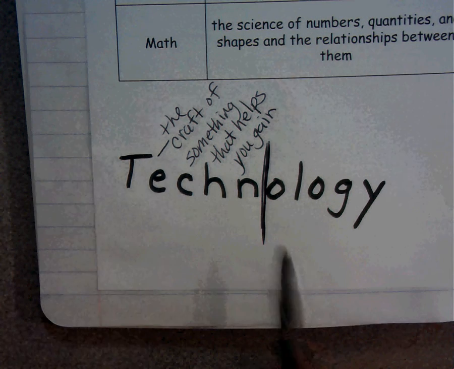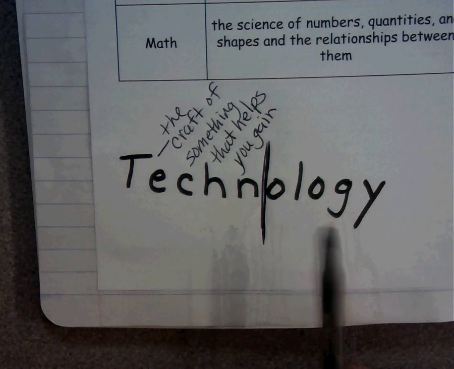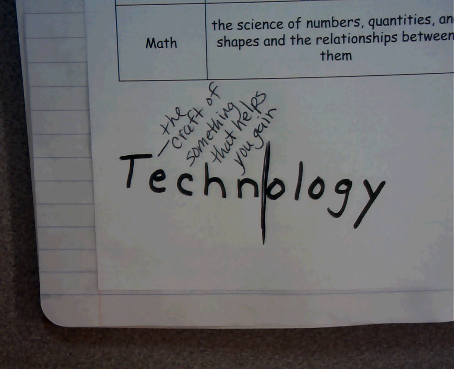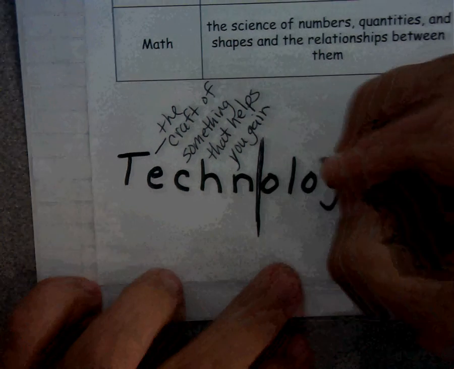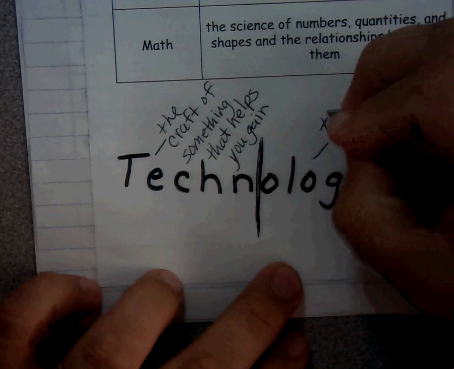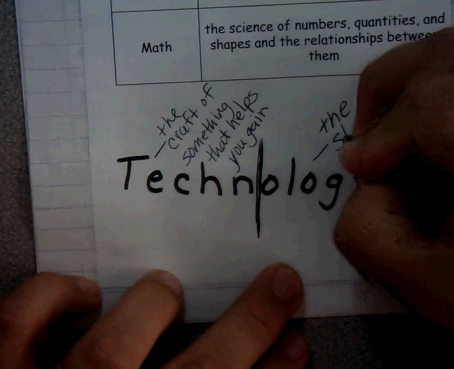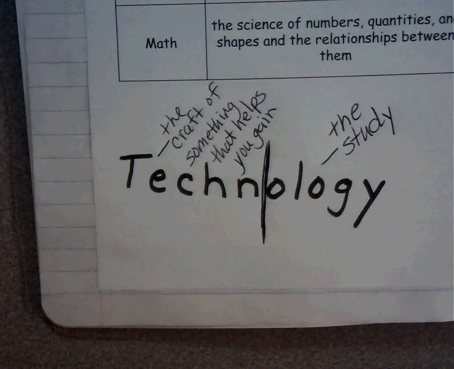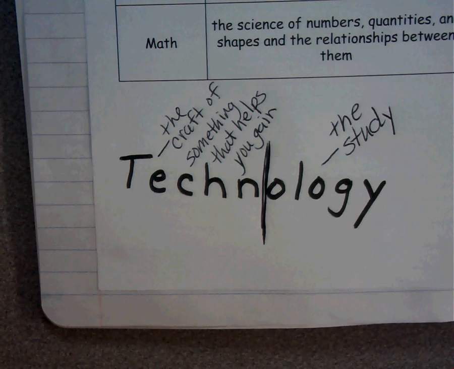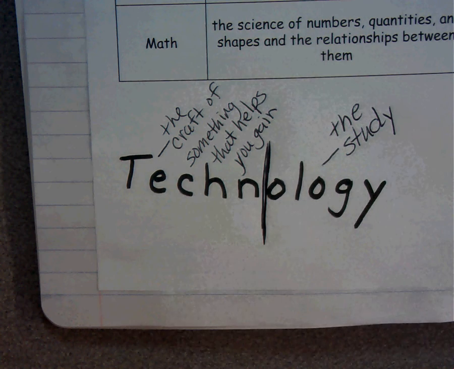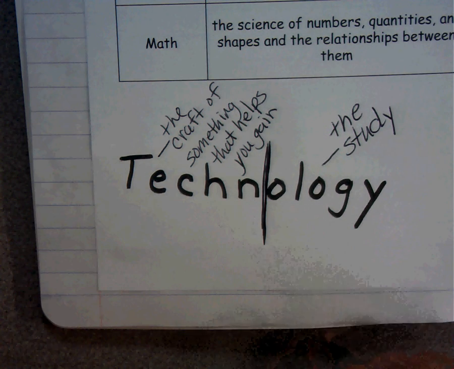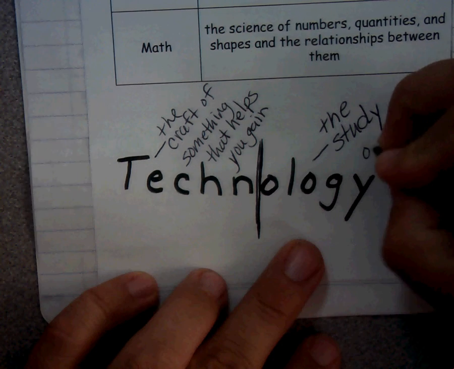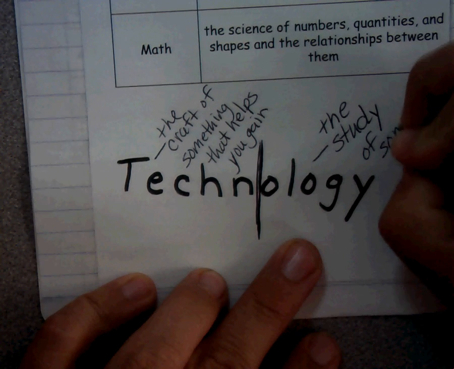And the ology actually comes from the Greek word logos, which we come to know as the study of. So we can write the study of, and we see that a lot in biology, technology. Your ologies are usually the study of something. Geology would also mean the study of something.